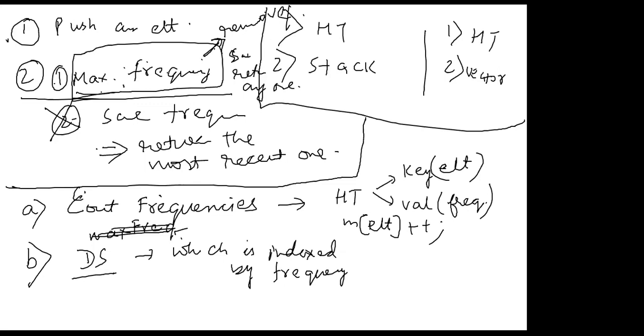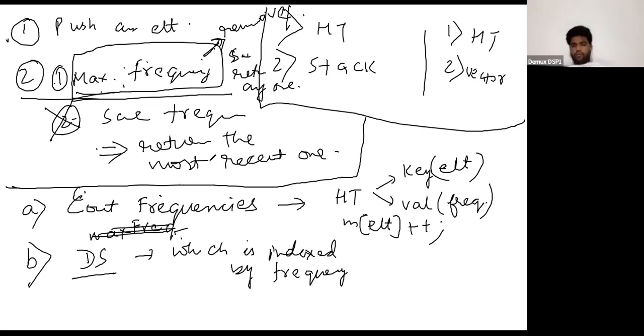So why do you need to use a map? You can keep the maximum frequency. Maximum frequency you can keep using a variable, right? That's not difficult.